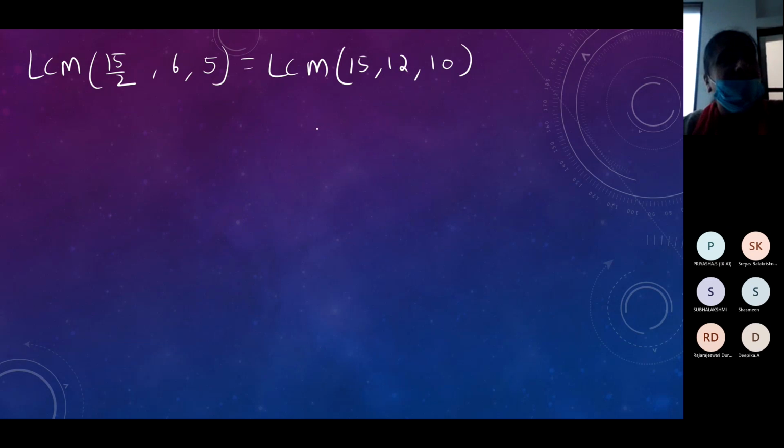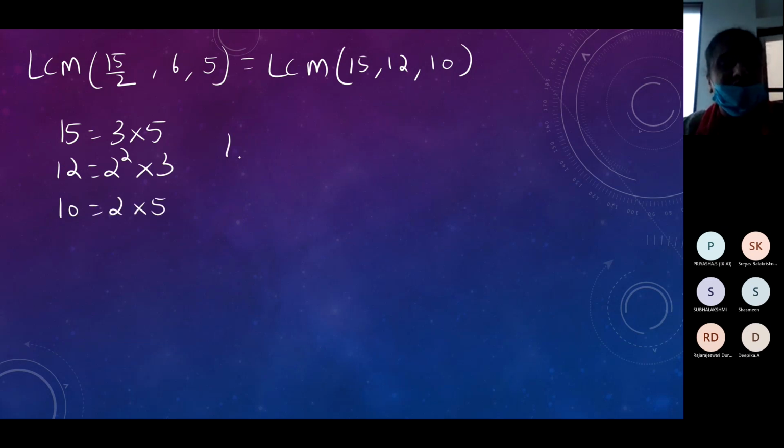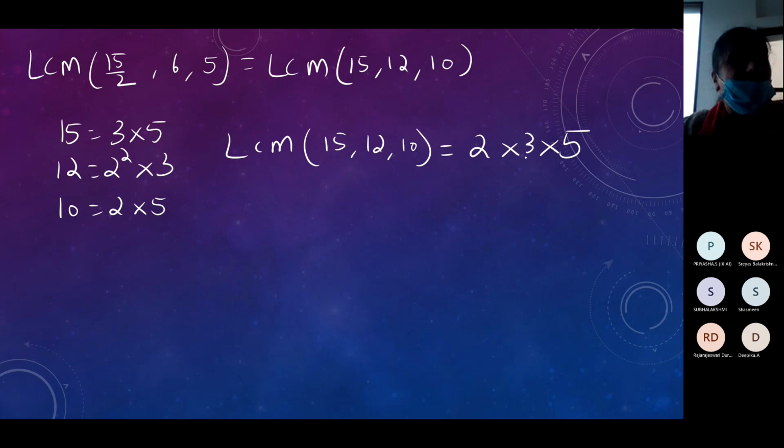Now find the LCM of 15, 12 and 10. How do you express 15 as a product of its prime factors? 15 is equal to 3 into 5. 12 is equal to 2 squared into 3, and 10 is 2 into 5. So how do you write the LCM of these three numbers, 15, 12 and 10? You write all the prime factors once, 2, 3 and 5, with the greatest power you see. The highest power of 2 you find is 2.